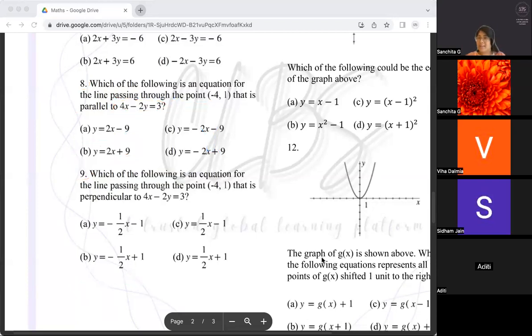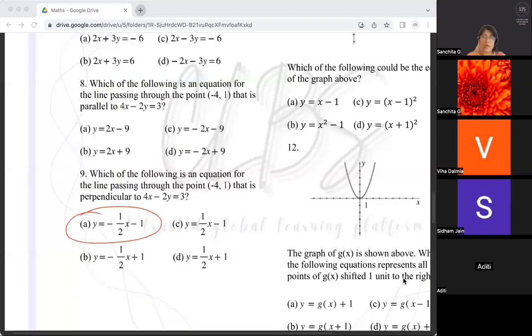Okay, question 9. Tell me, what is the answer? A. A, okay. All right, Viha. Come on, quick. I got A. A, okay. Aditi? A. A, okay. It is A. Absolutely correct.